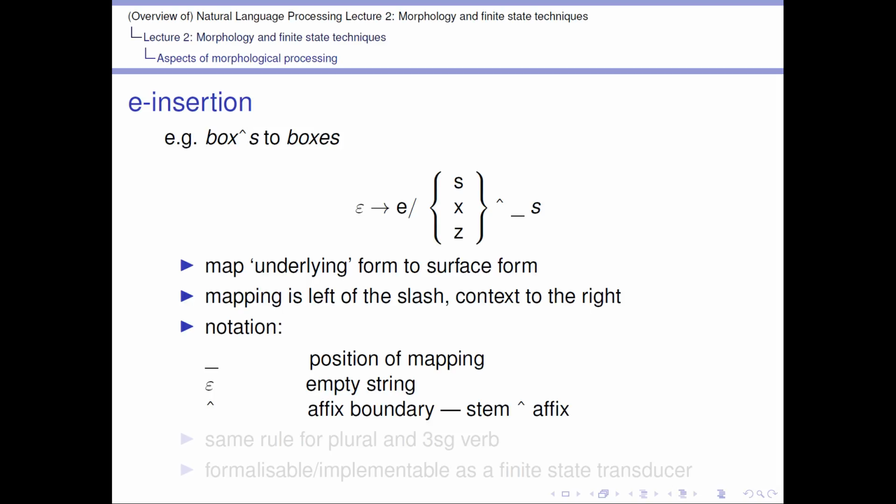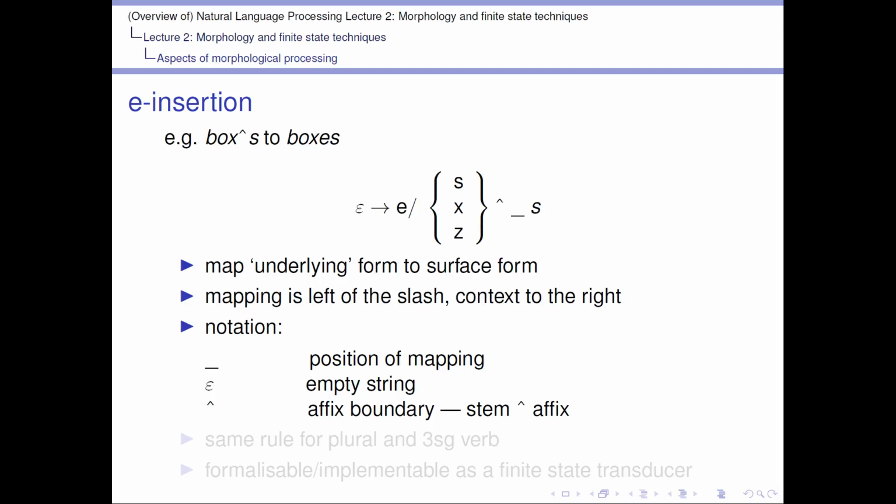The stuff on the right-hand side of the rule is telling us the context in which that happens. So this is saying, whenever there's an X, S, or Z in front of the affix boundary, and there's an S after, and we're adding an S, then this little line here tells you where the position of the left-hand side rule is going to go. So we add it in here. So we've got the context in which it happens on the right-hand side. Okay.